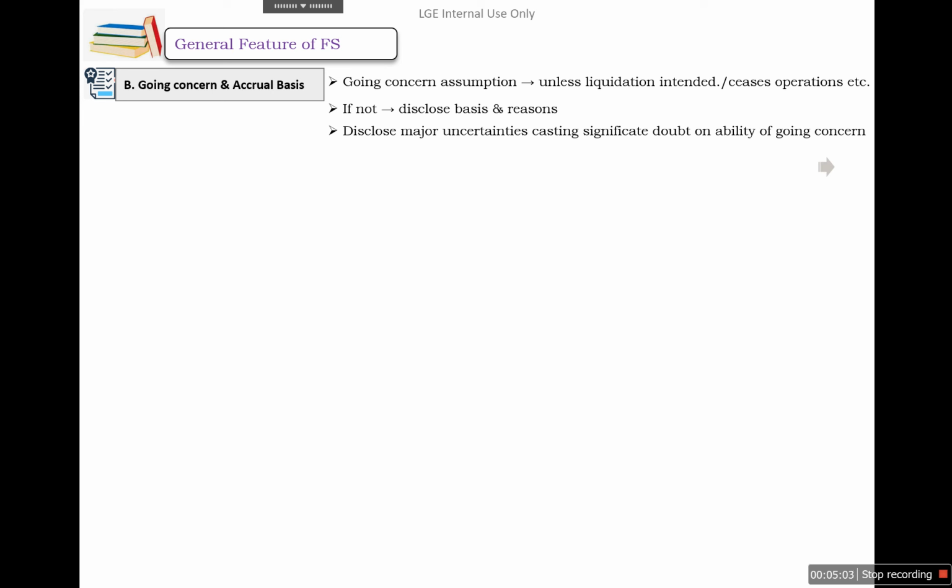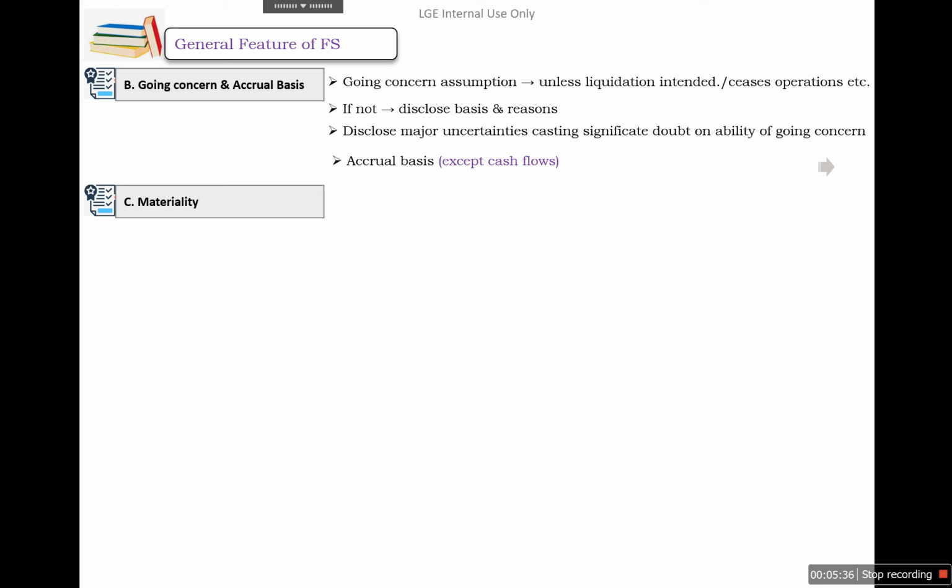In that case, although in the next 12 months it does not see any major breakdown or cessation in the operation, there is a doubt. In that case, although it has followed the going concern assumption, it needs to disclose its assumptions about the major threats that may happen to the going concern status of the enterprise. And all the statements except the cash flow statement are to be prepared on the basis of the accrual assumption.